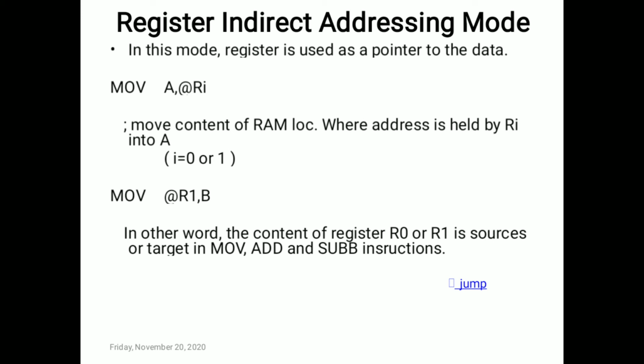Suppose Ri is pointing to some data, 10H. So 10H will be moved to the accumulator. So this method is called register indirect addressing mode, in which the register is used as a pointer. Here the register is used as a pointer to address the data.